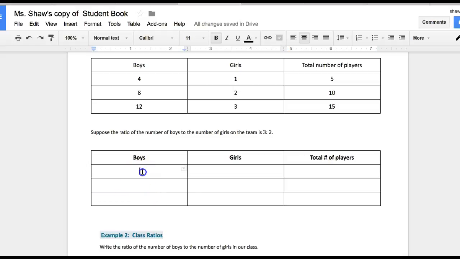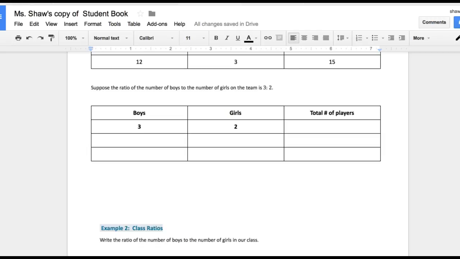Okay, so our boys was 3, our girls were 2. We really can't say 2 times 3 to get 3. So that's why we can't call it multiplicative. If it was 1, then it would work. But with 2 and 3, it won't. So really, if we added another girl, we would have to add 1.5 boys, if you think about it.